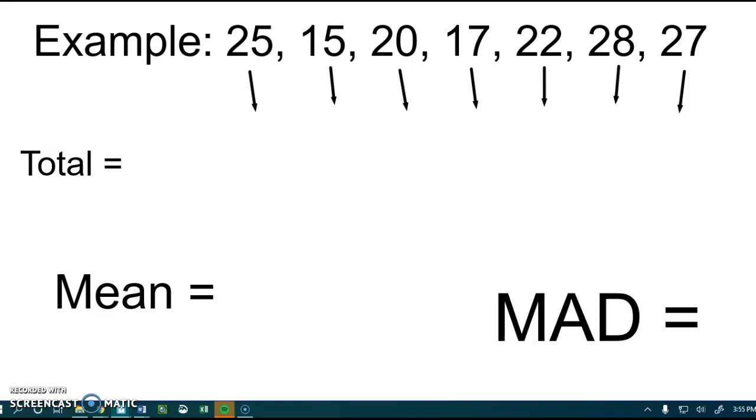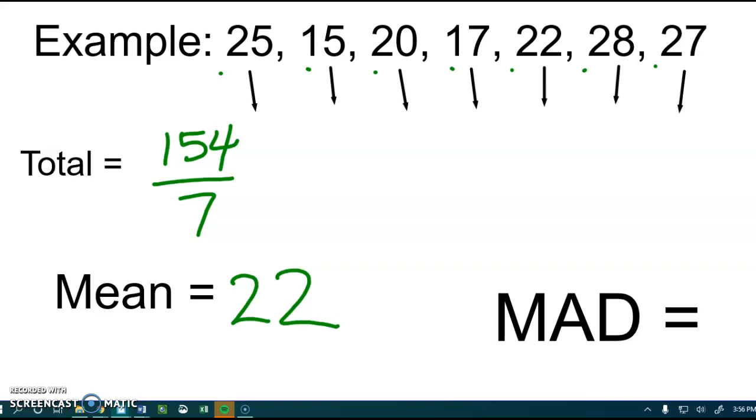Step 1, find the mean of the data set. Take a minute to add these all up: 25 plus 15 plus 20 plus 17 plus 22 plus 28 plus 27. And I get a total of 154. There are 1, 2, 3, 4, 5, 6, 7 numbers in my list. So when I divide, I get that the average of my original data set is 22. That's step 1. Step 2, now calculate how far away each of the numbers in my list is from 22.